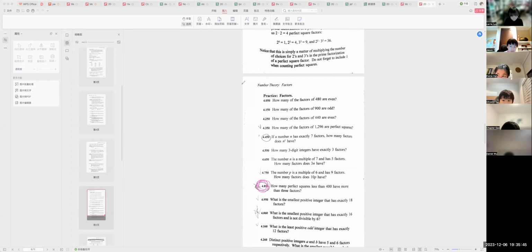先自己做做看。You know what? Let's not jump around the questions, okay? Let's not jump around, because all of them are, I think, easier, hard. So how many 3-digit integers have exactly 3 factors? Let's do 4.450. Sorry, 4.550.